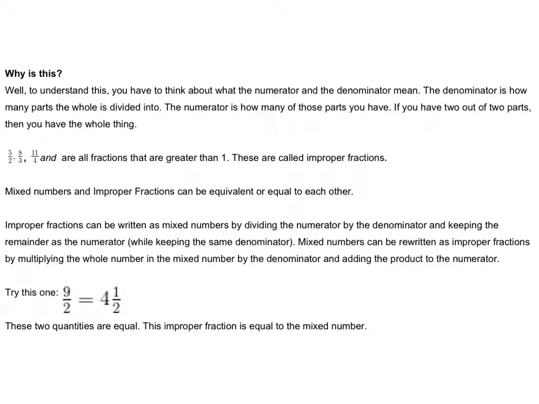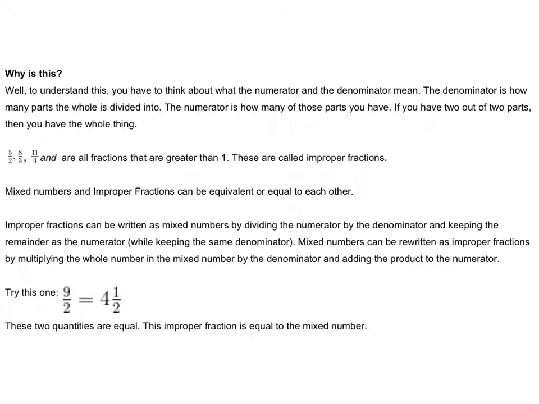Improper fractions can be written as mixed numbers by dividing the numerator by the denominator and keeping the remainder as the new numerator while keeping the same denominator. Mixed numbers can be rewritten as improper fractions by multiplying the whole number in the mixed number by the denominator and then adding the product to the numerator.